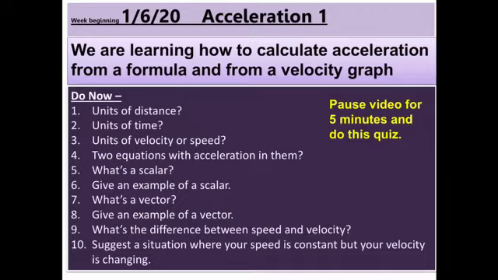And number 10, an example where your speed is constant. You could be driving round and round in circles on a roundabout at 10 miles an hour, but because your direction is always changing, your velocity is not constant. Your velocity is changing. Anything that's going around in circles will give you a constant speed but a changing velocity. So satellites orbiting the Earth, the moon orbiting the Earth, the Earth orbiting the sun, they all have constant speed but a changing velocity. Okay, let's move on.